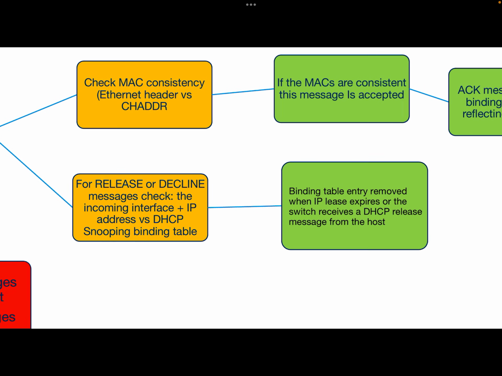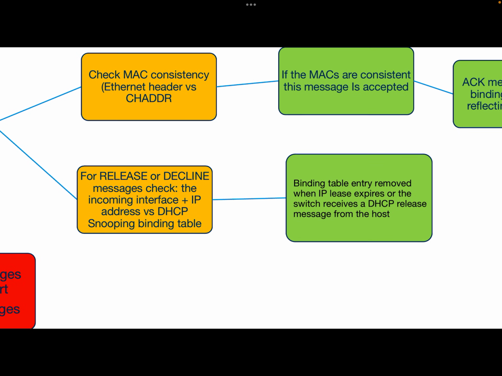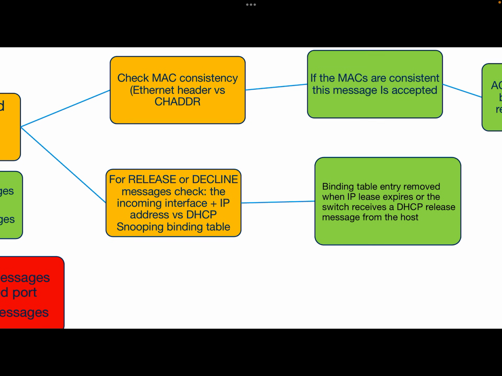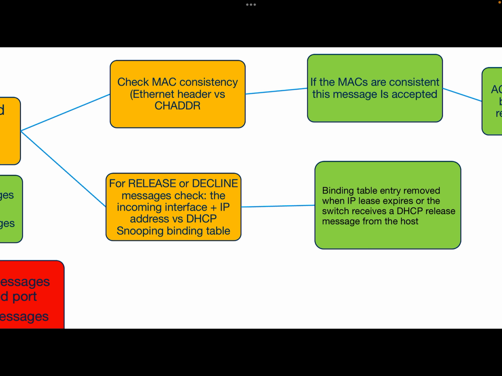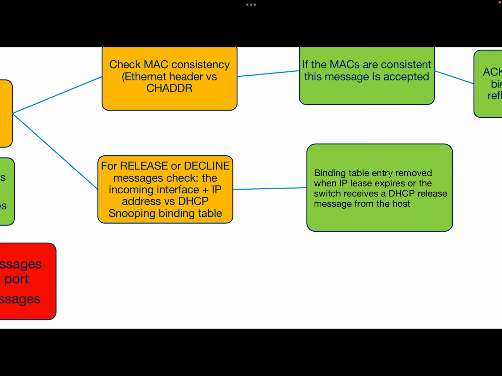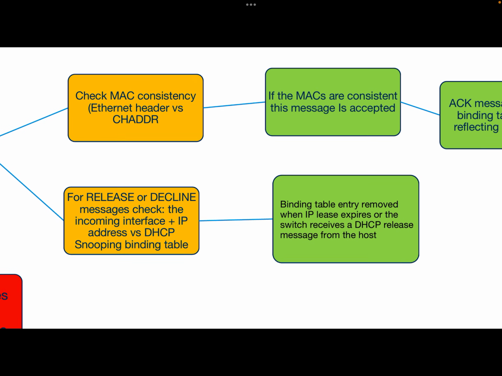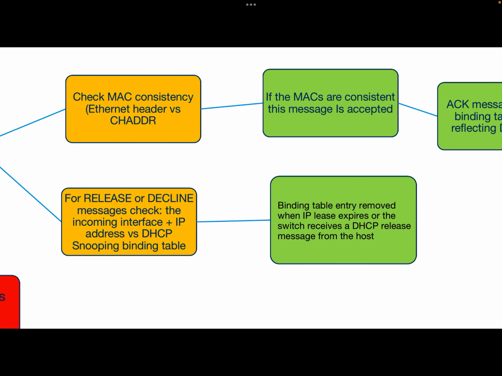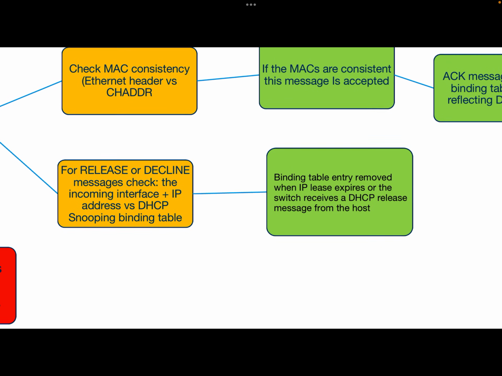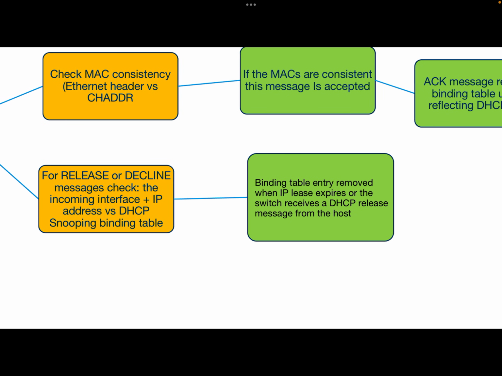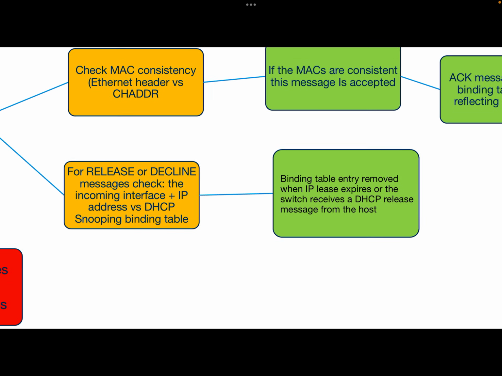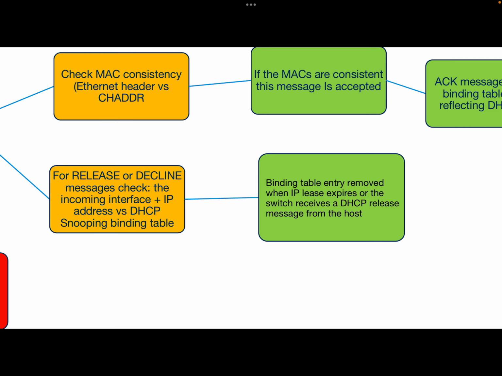So now if we move on to release and decline messages, specifically the incoming interface and the IP address are checked against the DHCP snooping binding table. Remember, release and decline are two special types of messages which can be sent from the client to have its IP address relinquished, taken off it, or to reject an IP address that's been offered to it. So the binding table entry gets removed when the IP lease expires or the server receives a DHCP release message from the host.